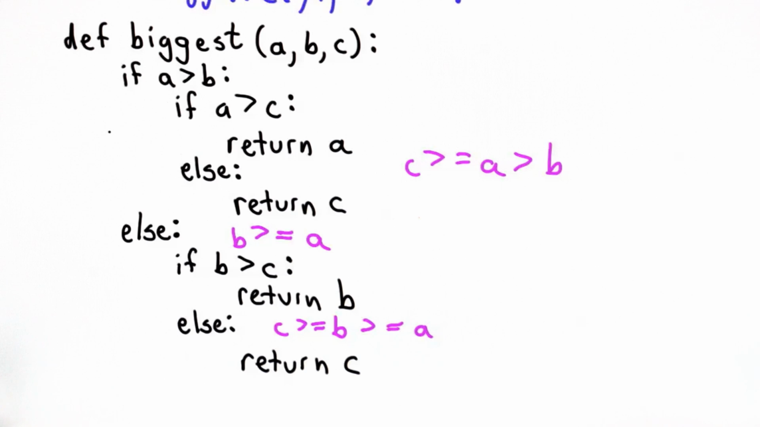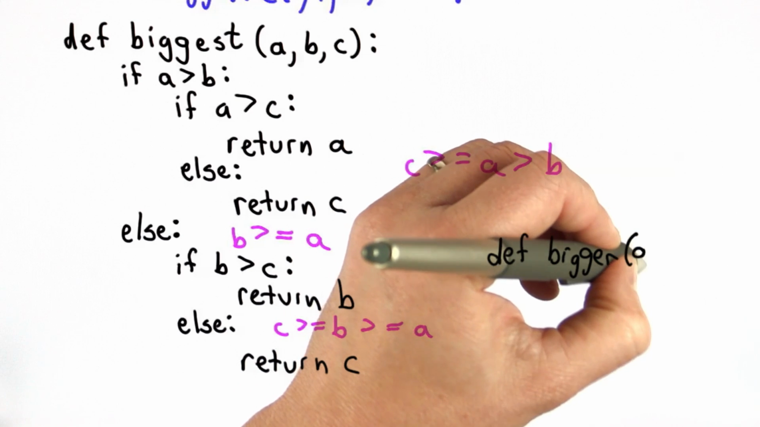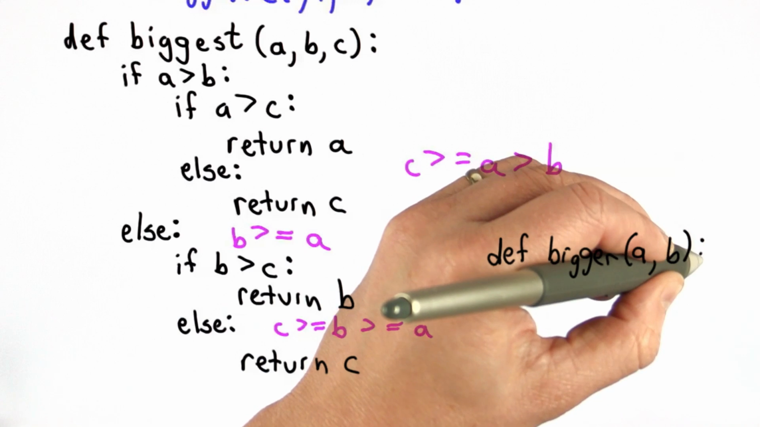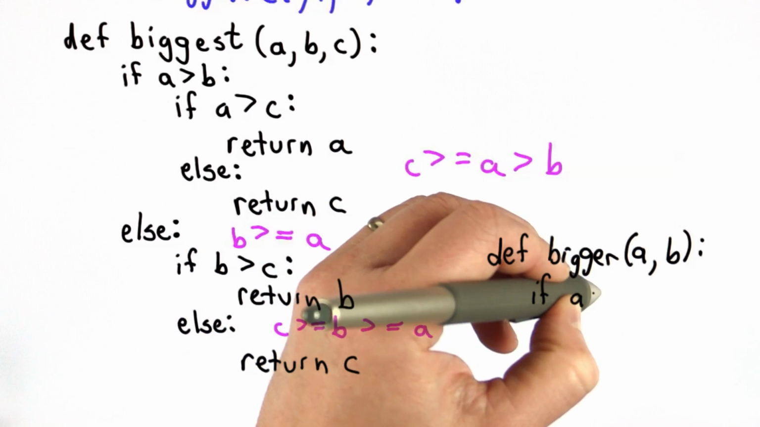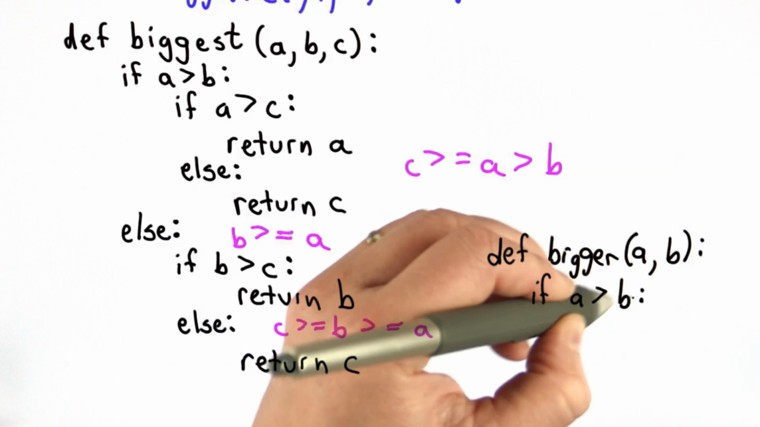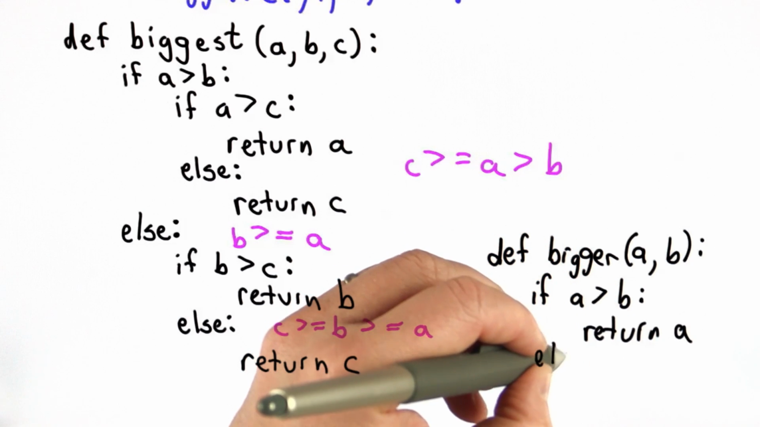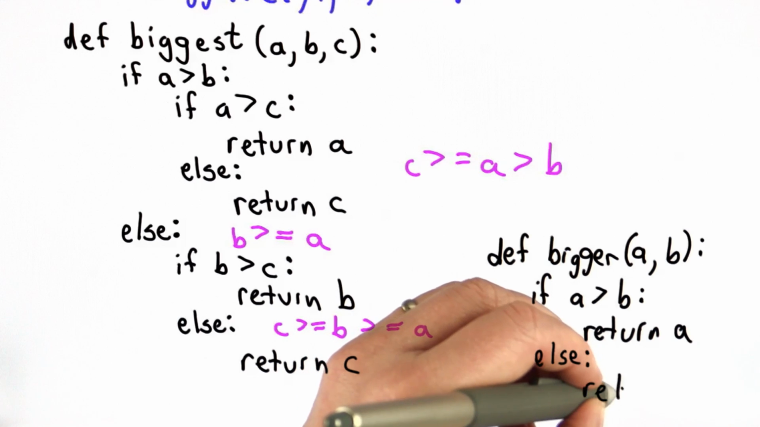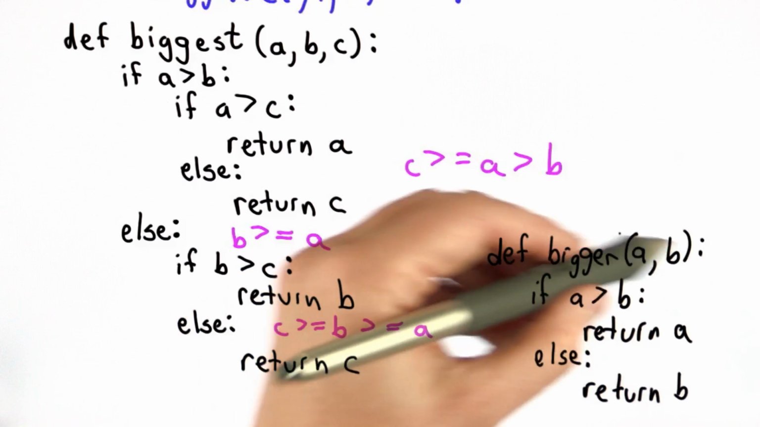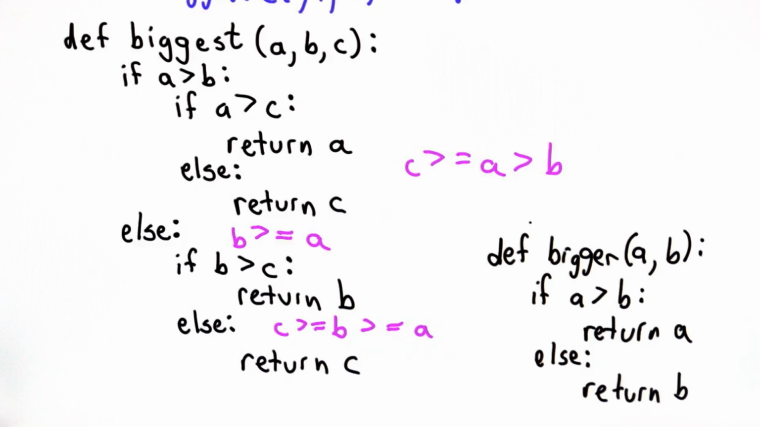So the easier way to write this would be to use the bigger procedure that we defined earlier in this unit. And if we remember what that was, we defined bigger like this. Bigger took two inputs. It compares them. If A is greater than B, it returns A. If not, well, then B is bigger, or at least equally big, so we can return B. So if we have bigger defined, which we already did, then we can define biggest in a much simpler way.